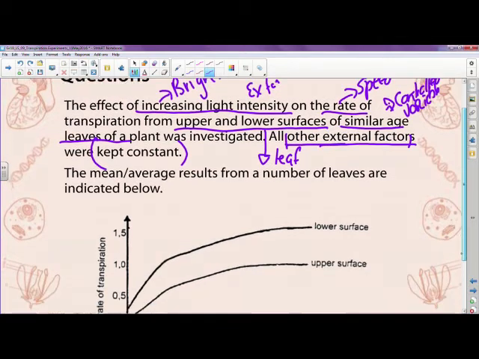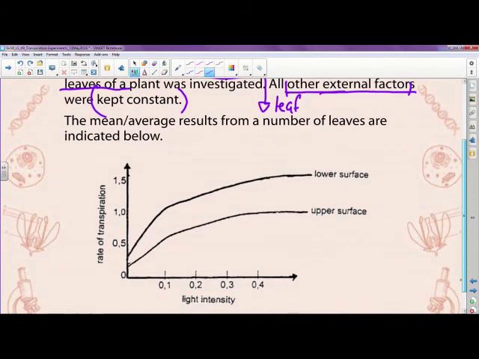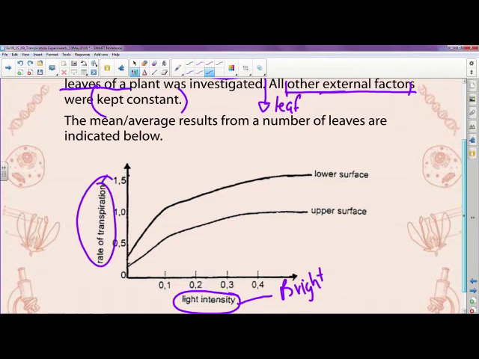Have a look at my graph. The mean average, the average results from a number of leaves, were indicated below. So what we have at the bottom here is light intensity. So that's how bright my light is. Here is rate of transpiration, which means the speed. So this would obviously be quite slow, going up to the top, which obviously then would be much faster. Okay, so this is the graph.